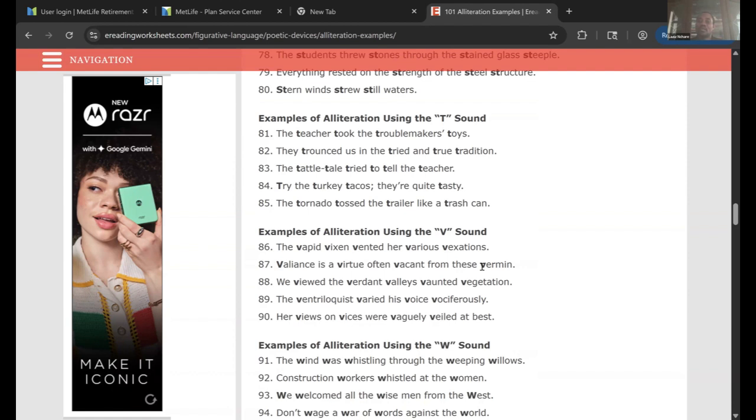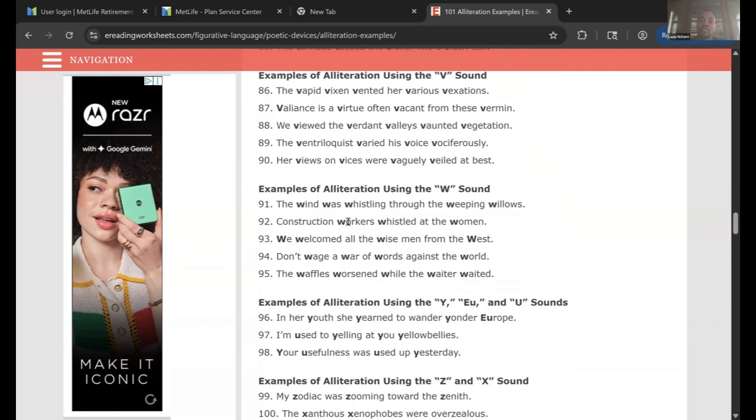Example of alliteration using the V sounds. The vapid vixen vented her various vexations. Valiance is a virtue often vacant from these vermin. We viewed the verdant valley's vaunted vegetation. The ventriloquist varied his voice vociferously. Her views on vices were vaguely veiled at best. So the V sound can be difficult. I just want to make sure that you guys understand how to read that.